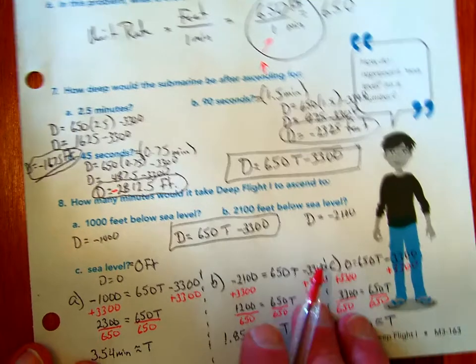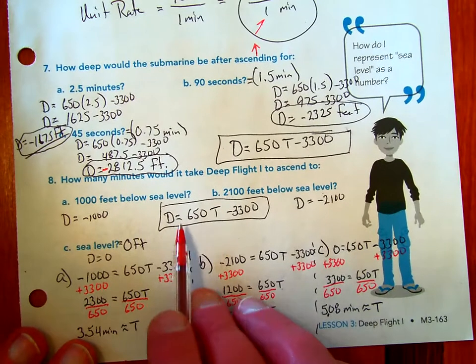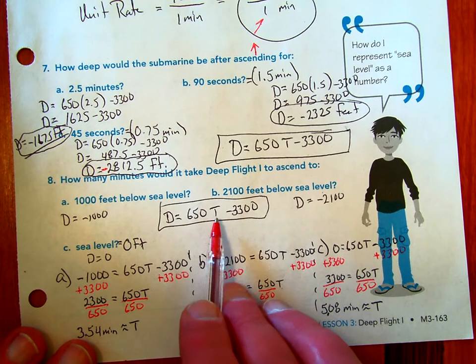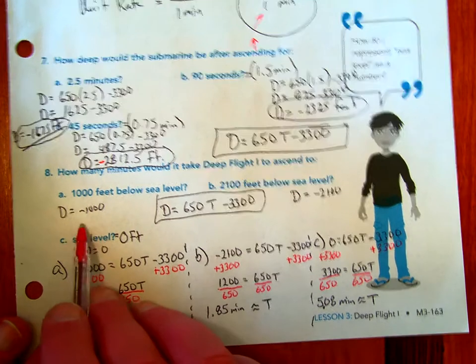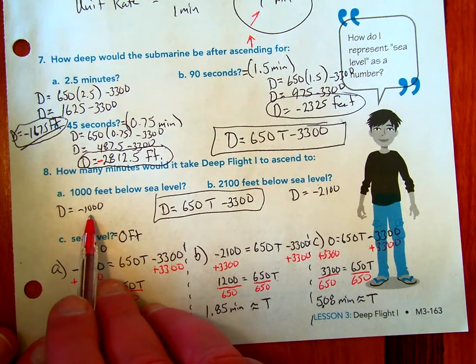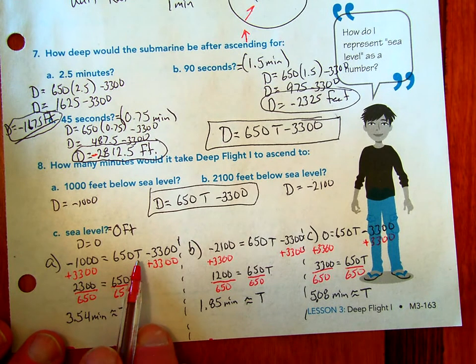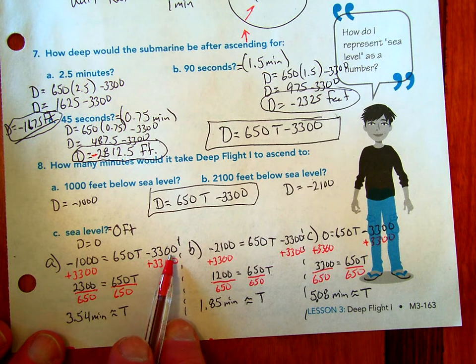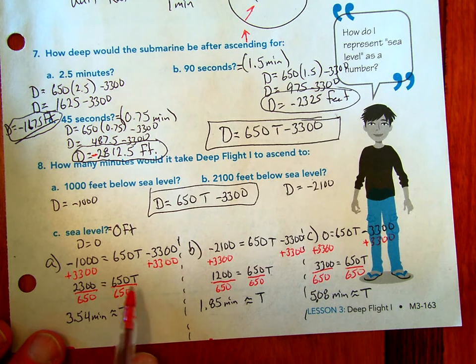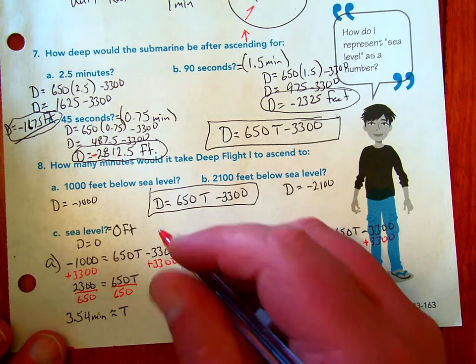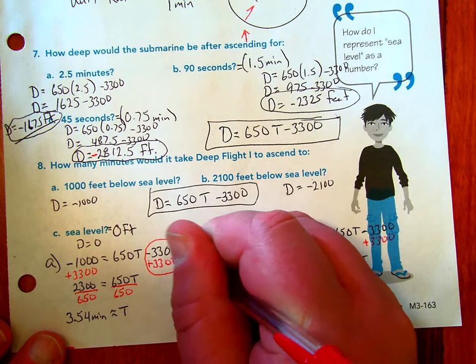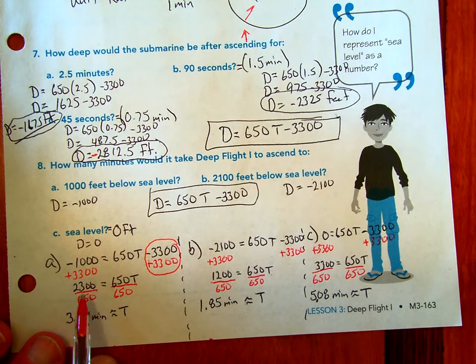And then, in this case, they're giving us depth, and they want us to find time. They're giving us a depth of 1,000 feet below sea level. 1,000 feet below sea level is 650 times t minus 3,300. I need to get t all alone. Add 3,300 to both sides. So again, addition property of equality. 3,300 plus 3,300 is a zero pair, so that just became a zero. And I have 2,300 is 650t.